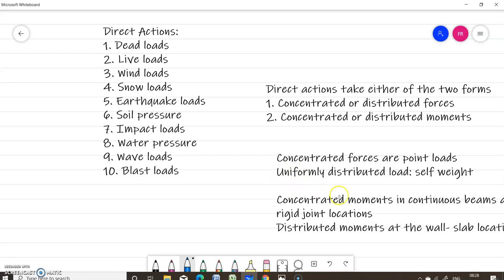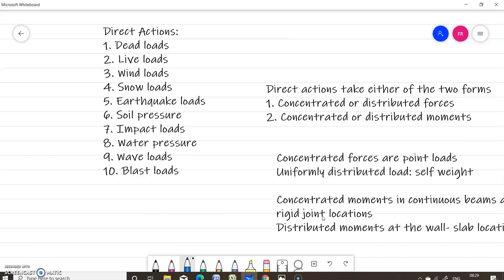Now concentrated moments. These will cause bending, and are commonly encountered in continuous beams and frame elements at the rigid joint locations owing to the moment resistant capability of the rigid or the fixed joints.